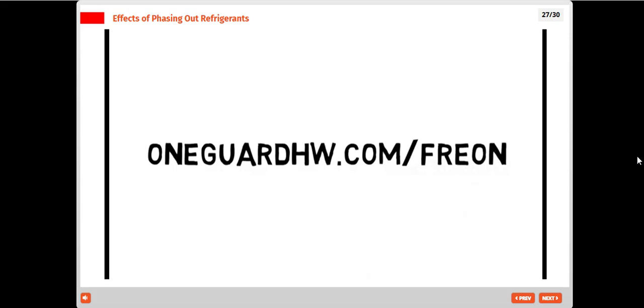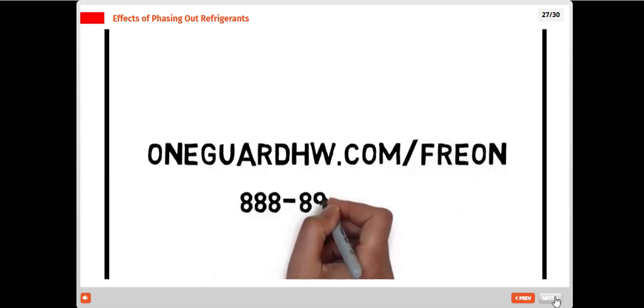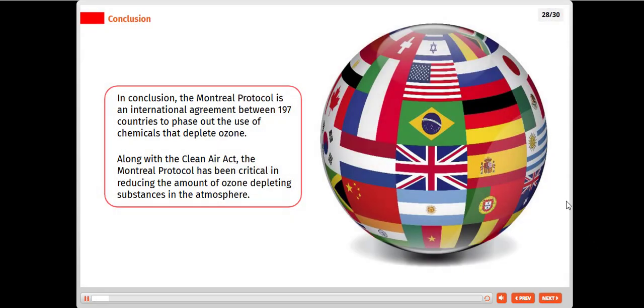In conclusion, the Montreal Protocol is an international agreement between 197 countries to phase out the use of chemicals that deplete ozone. Along with the Clean Air Act, the Montreal Protocol has been critical in reducing the amount of ozone-depleting substances in the atmosphere.